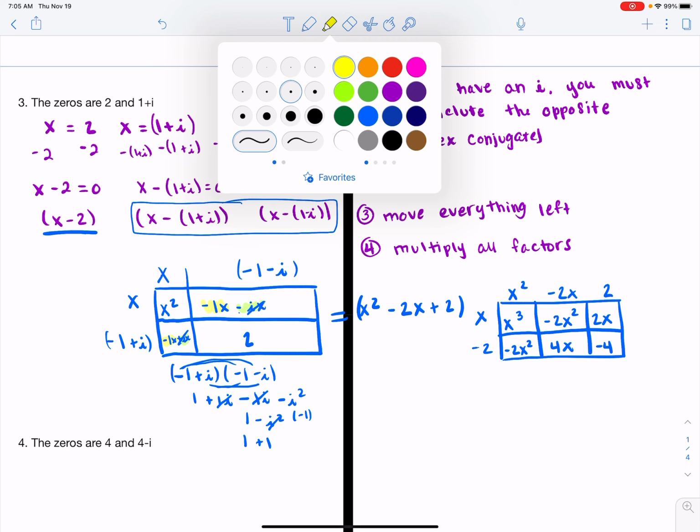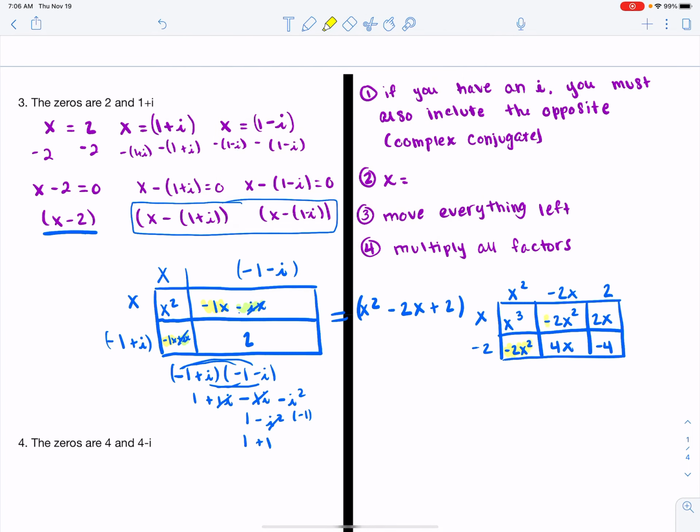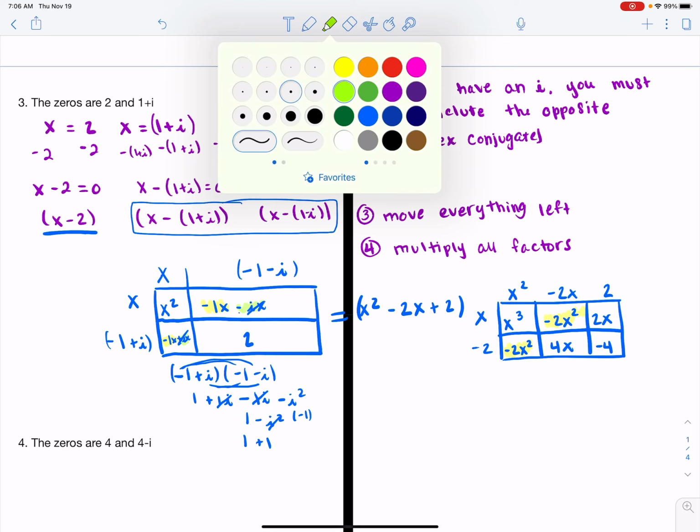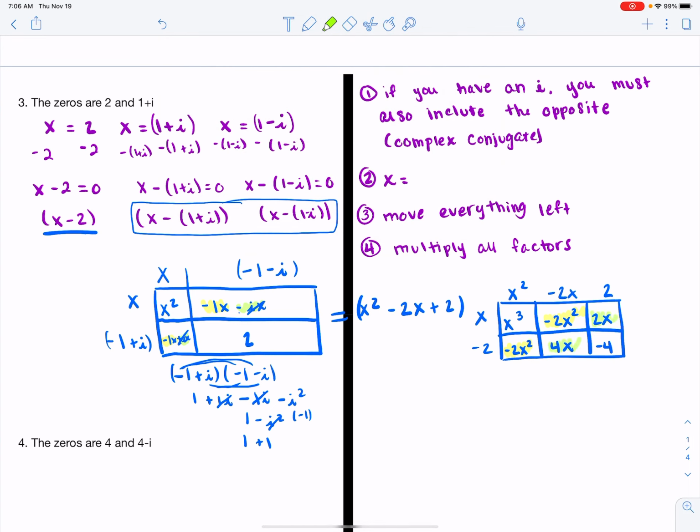Find your like terms. x squareds and x's. So I have x cubed. Negative 2x squared and negative 2x squared is negative 4x squared. 2x and 4x is 6x, minus 4. And that is my answer. So it's a lot of work, but as long as you keep everything organized, you shouldn't be too bad. Just remember you can only multiply 2 things at one time. Also remember to keep your i pieces grouped and use a box, okay?